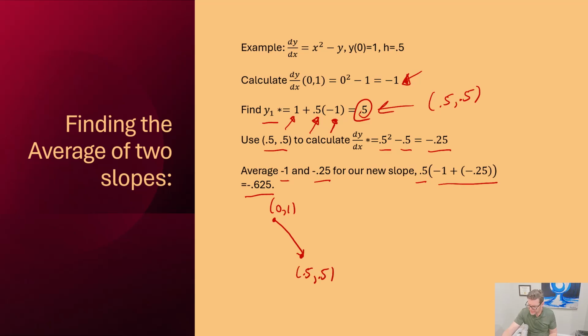Then if we did this again, the new slope that we get from (0.5, 0.5) would be negative 0.25. So we have a first slope of negative 1 and a second slope of negative 0.25. Then we take an average, which is the average between the two slopes, not necessarily halfway through there. We can imagine it as an intermediary step. It would be not as steep as negative 1, but steeper than negative 0.25, so negative 0.625. That's going to be our new slope.